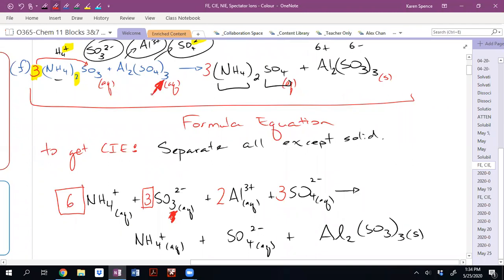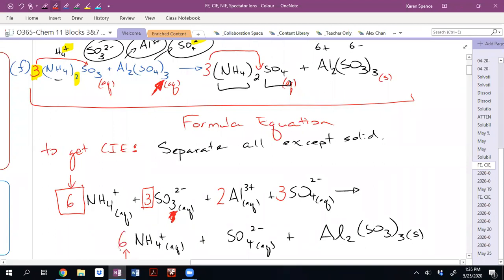Okay, and moving on into our products. We have NH4, and if you have 6 on this side and you don't have 6 on this side, there will be a problem. It means it's not balanced. Fortunately, guess what? We do have 6 of them.